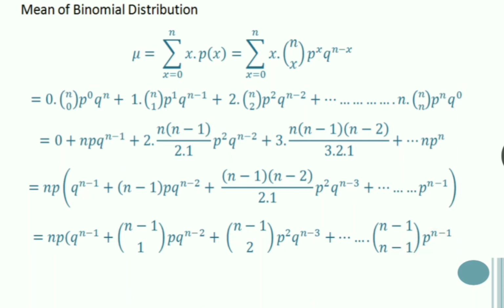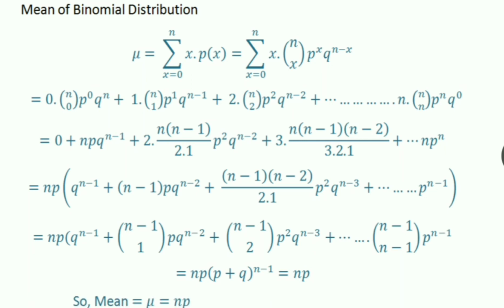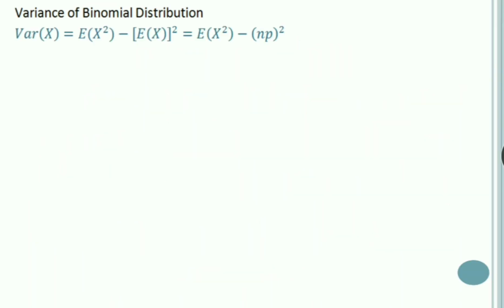Why am I taking n minus 1 here? Because I want to use binomial theorem here, right? So this term will be reduced to p plus q raised to power n minus 1. We have applied binomial theorem here. You can see that. So this will be p plus q raised to power n minus 1, and p plus q is 1, so we are left with n into p only. So mean in case of binomial distribution is np. Remember this.